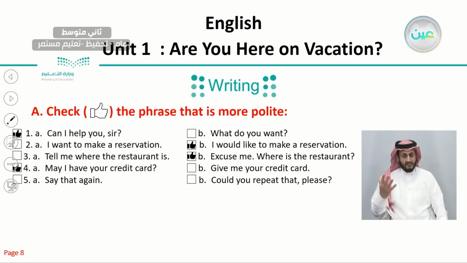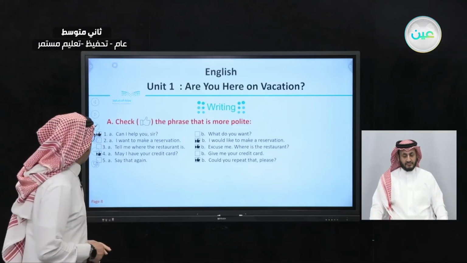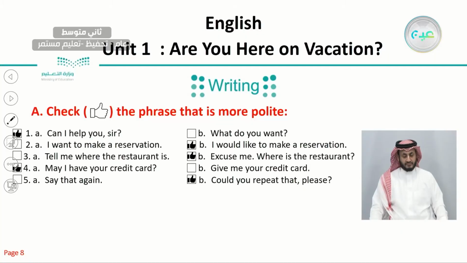Number 5, say that again. As we said, it's a rude expression, not polite, but B, could you repeat that please? We use "could" at the beginning and we use "please" in the question, so it's more polite. So make sure that you have chosen the correct answers. Number 1 is A, number 2 is B, number 3 is B, number 4 is A, number 5, the last one, is B. Okay, good.